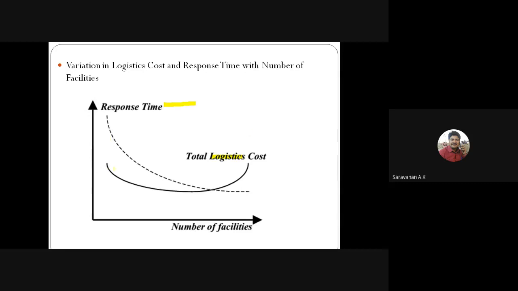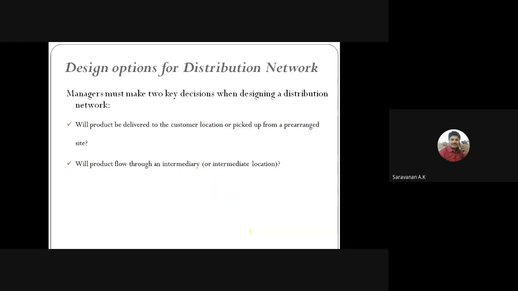At a particular number of facilities the cost drastically reduces. After that, it may increase. So the response time and the total cost have this relationship. Up to this we discussed in the last class. So now in this class we are going to see the design options for the distribution network.